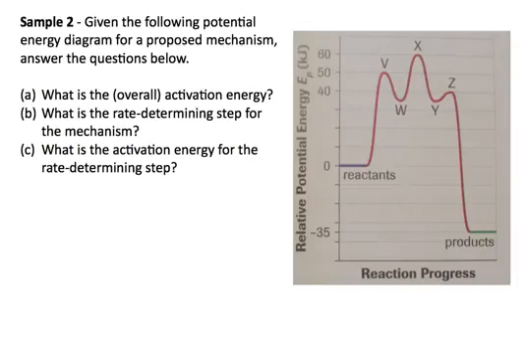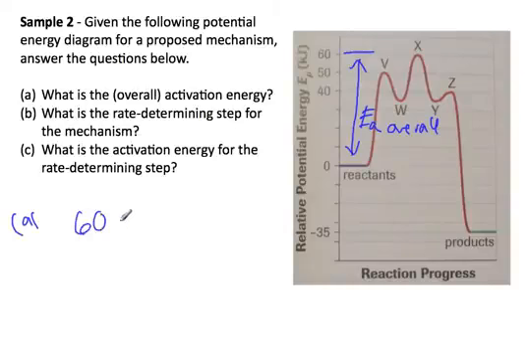Let's look at another example. So this is a little different. Following is a potential energy diagram for a proposed mechanism. As I did mention before, you can see mechanisms written as potential energy diagrams. So what is the overall activation energy? Well, that's back to thermochemistry, thermodynamics. So for the overall activation energy, here are our reactants. We have to apply some energy, this much energy. Okay, so that's the overall activation energy, and it is 60 kilojoules, just reading off the graph.